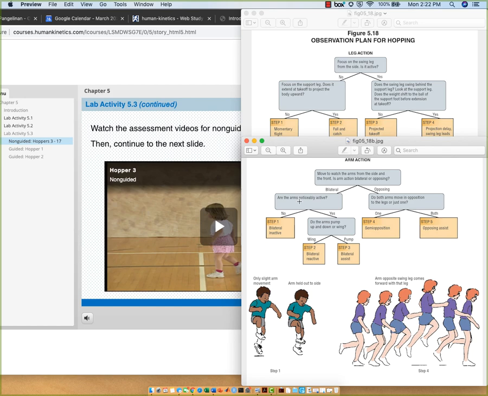Remember that the quiz is timed for 30 minutes, so it's very important that you're really quick and you already have your observations made, and you're only going back to the video and the observation plans and your notes to make sure that you're on the correct track. If you have any questions, please email me as soon as possible. I'm happy to help you work through hopper 1 again, or one of the hoppers that we don't have to evaluate for this quiz. That way you can get a little bit more information as to whether or not you're on the right track for evaluating the leg or arm action.